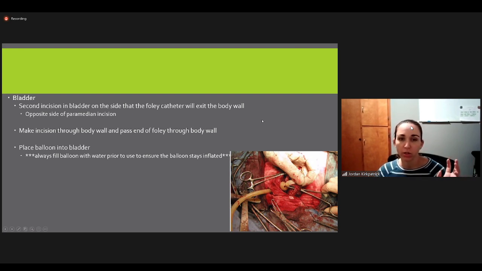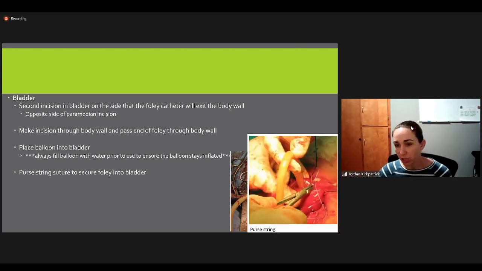I always put the Foley catheter on the opposite side of the body wall from where I made the incision into the abdomen. The reason I do that is in case the abdominal incision gets infected, I don't want it to potentially cause an infection where the Foley catheter is. So I always enter on the opposite side of the prepuce from where I made my incision into the abdomen. And again, always fill the balloon with water or sterile saline prior to placing it into the body to make sure that the balloon actually stays inflated.